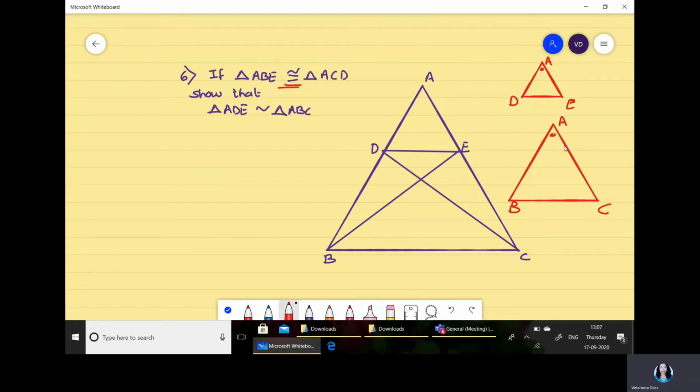So we require one more fact. Either, since I have angle A already, if I prove one more angle, then I can prove by AA, or I have to use the fact of SAS. These are the only two criteria by which I can prove that the two triangles are similar. Now let's analyze what is given.